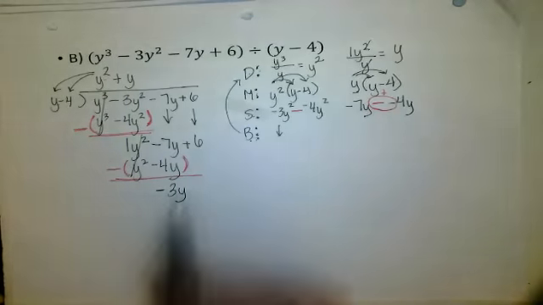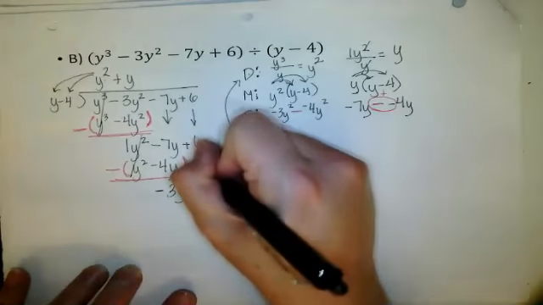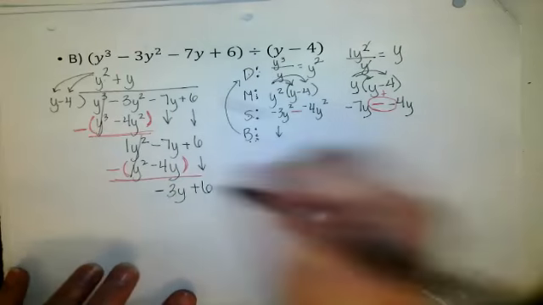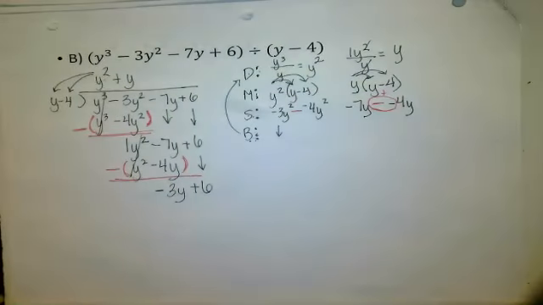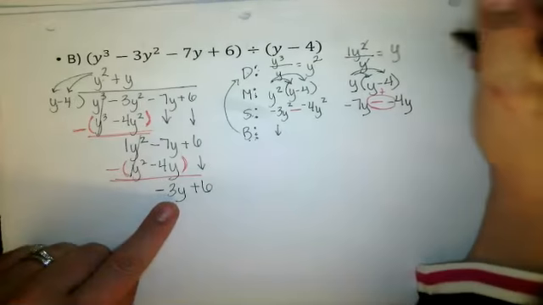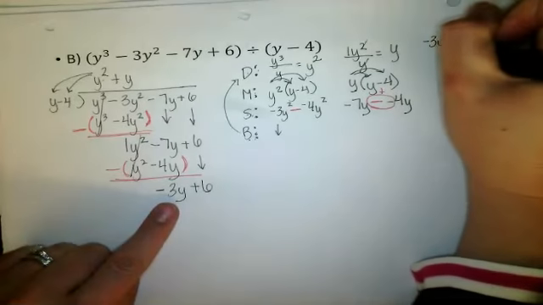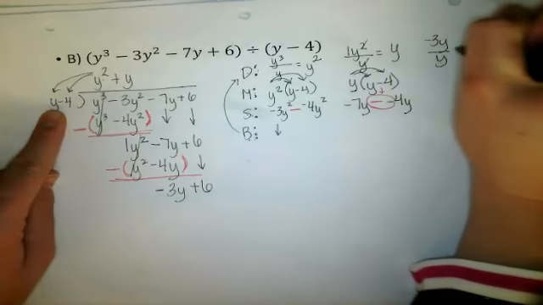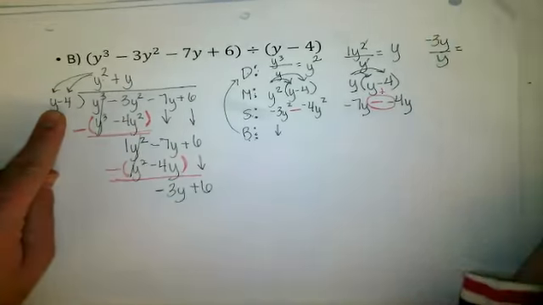Negative 7y minus a negative, or plus 4y. And then B for bring down that 6. Bring down the positive 6. Are we done? No, we do it again. Only this time, what are we dividing? Negative 3y divided by y. How does that clean up? Negative 3, the y's cancel out. You're just left with that negative 3.